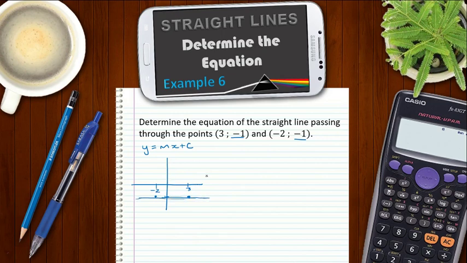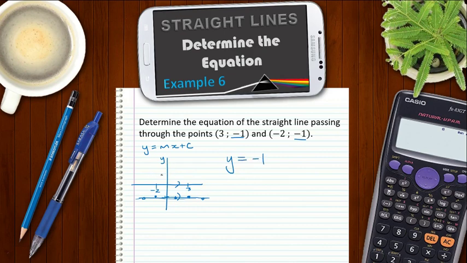parallel to the x-axis. And whenever a line is parallel to the x-axis, the equation is very simple. You actually don't need to do any calculations to find it. Because the y value is constant, it doesn't matter what point is on the line, the y value will always be equal to minus 1. So therefore, if the y value is constant, the equation of the straight line is simply going to be y equals minus 1, and that's it.